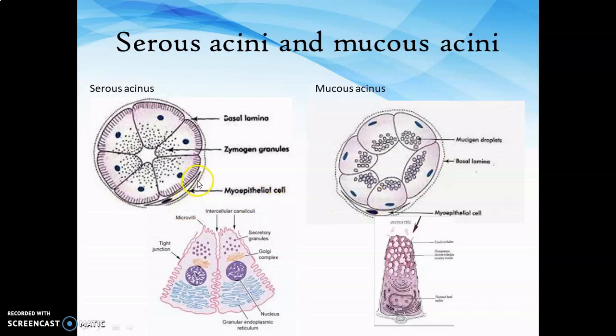And you can see here the myoepithelial cells present on the surface of acini, present in both mucous and serous acini. And there is a basement membrane covering the serous acini as well as mucous acini. The basement membrane separates the acini from the surrounding supporting connective tissue. You see here the myoepithelial cells are also enclosed within the same basement membrane.